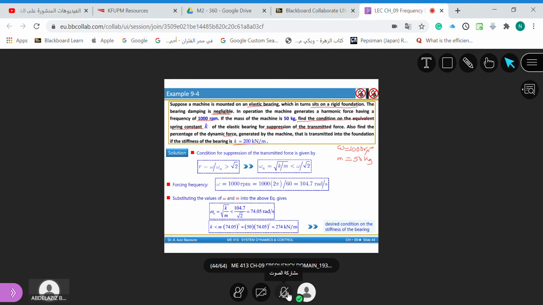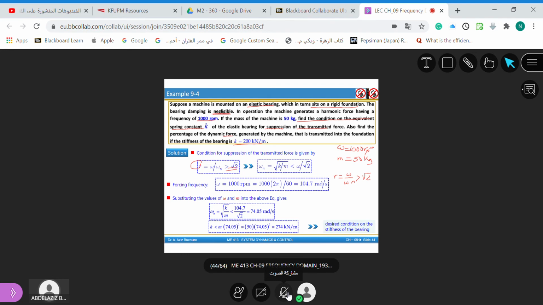Here, we need to find the condition for suppression. The condition for suppression, we said, is that R should be greater than square root of 2. This will give you the suppression, or the reduction. Simply, R is equal to omega over omega n. This is the ratio, and it should be greater than square root of 2.